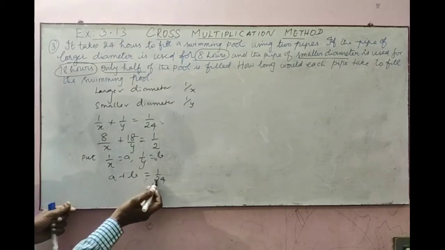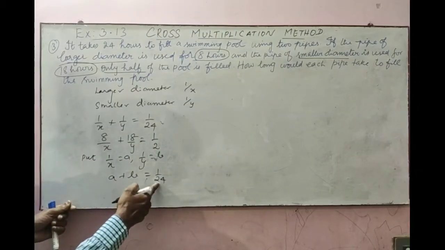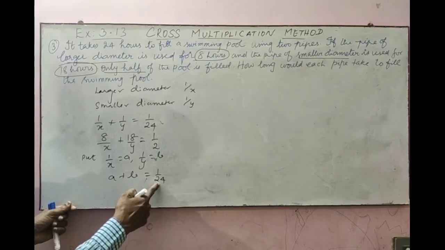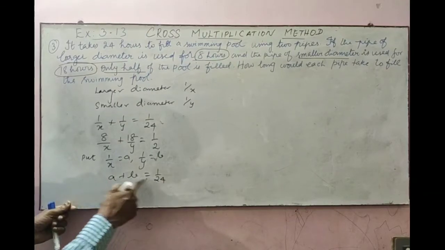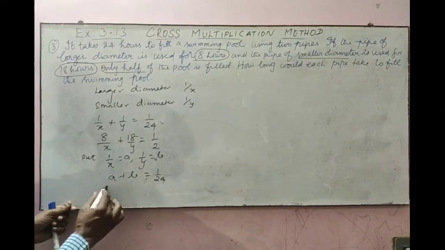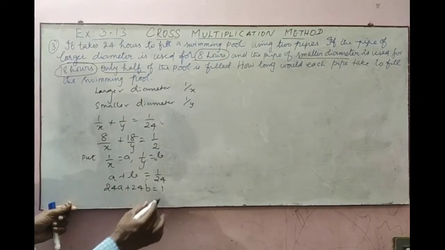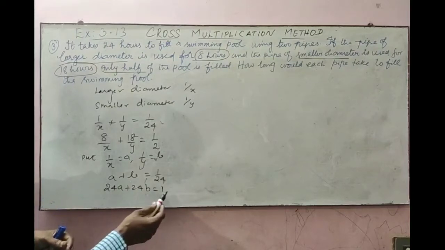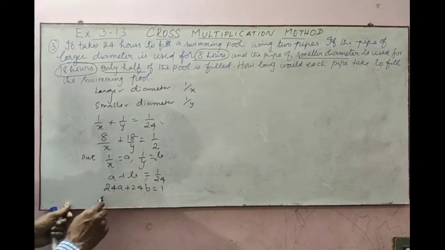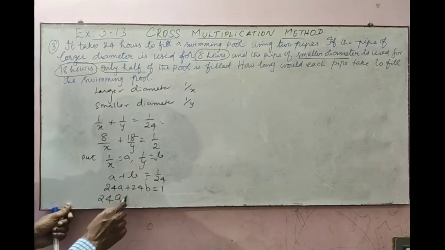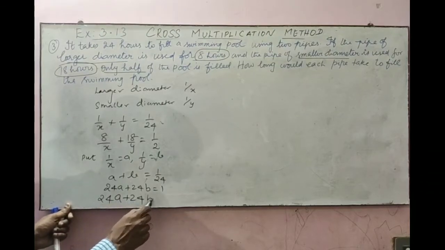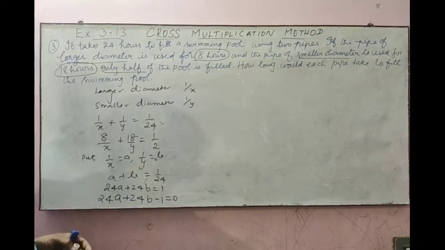Then I am going to make this fraction 24 as a whole number. For that I am going to cross multiply this 24 here. So the equation becomes 24a plus 24b equal to 1. If you bring this 1 this side, you will get 24a plus 24b minus 1 equal to 0.